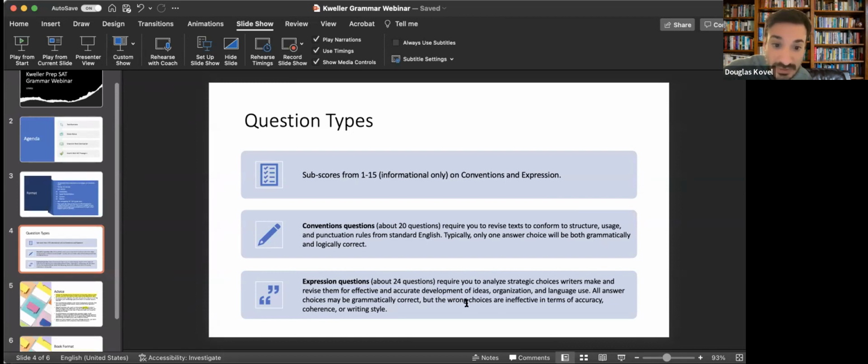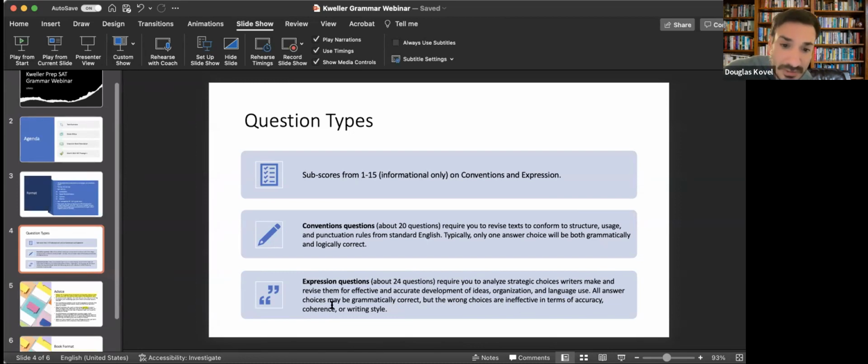So in these questions, it's possible that all answer choices will be grammatically correct, but the wrong choices are often ineffective, either in terms of their accuracy, coherence, or writing style. For example, an accuracy error might be if they give you an answer choice that's interpreting data from a graph, they might interpret the data wrong, or they might use an incorrect vocabulary word.